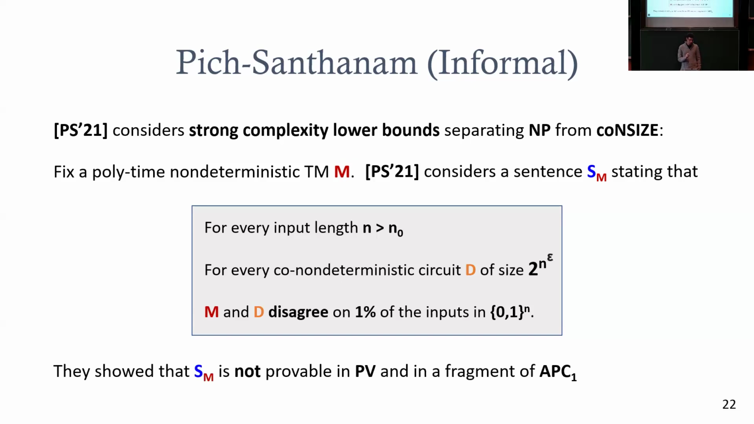So they prove that no matter which machine you start with, this sentence is not provable in PV and in a variant of APC1. And what's really nice is that this is a non-conditional result. So you know for a fact that this very strong lower bound is unprovable.